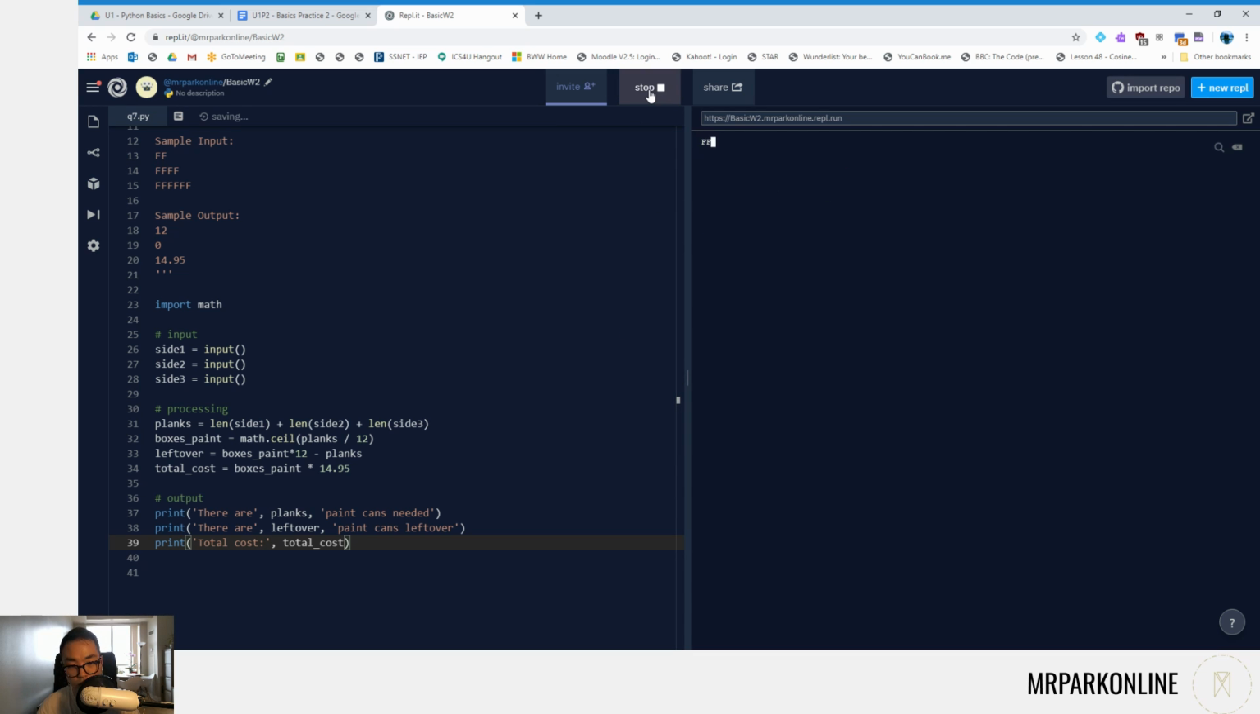Let's try it with a longer input. All right. So there are 23 paint cans needed. There is only 1 paint can left over, and the total cost was $29.90. Basically, we bought 2 boxes, we used 23 of them, and we have 1 left over.